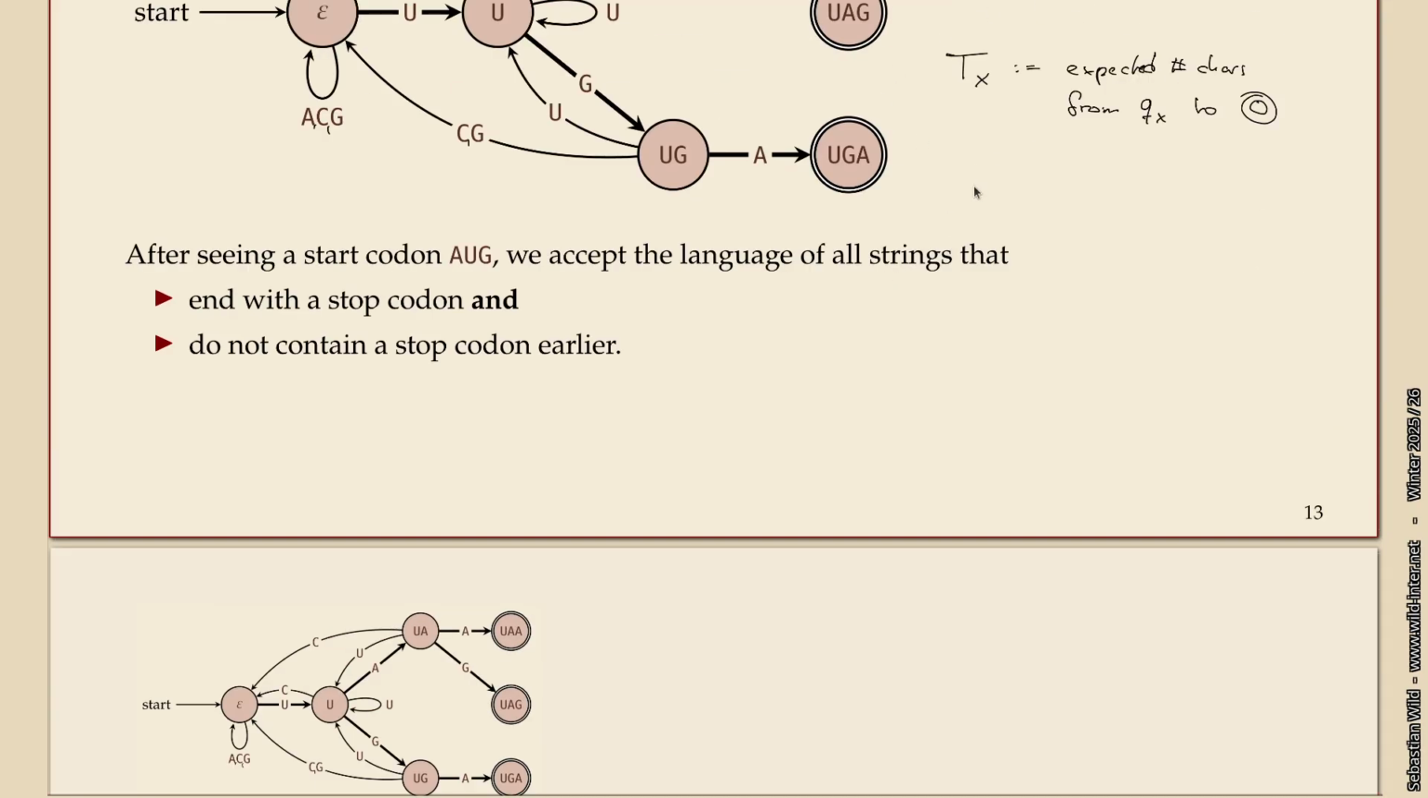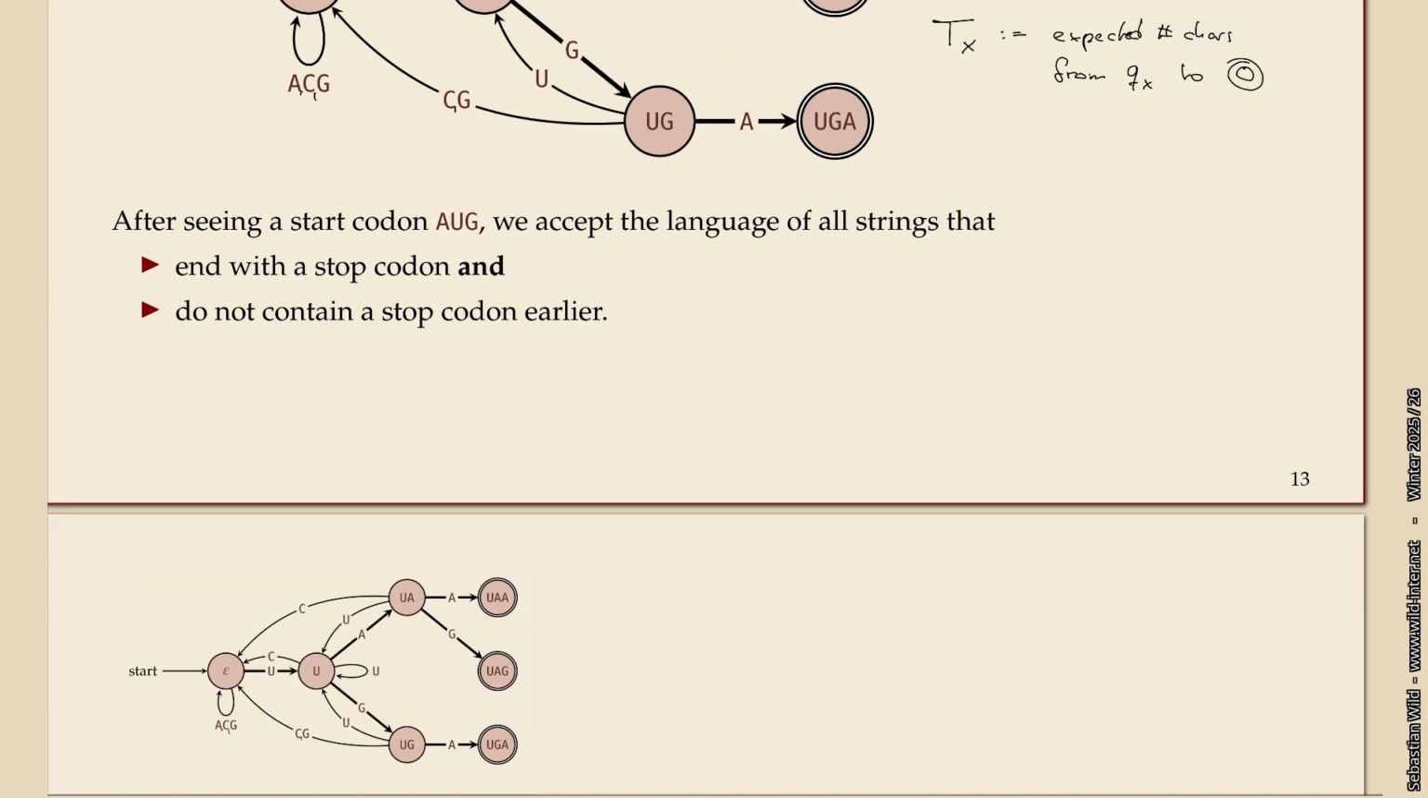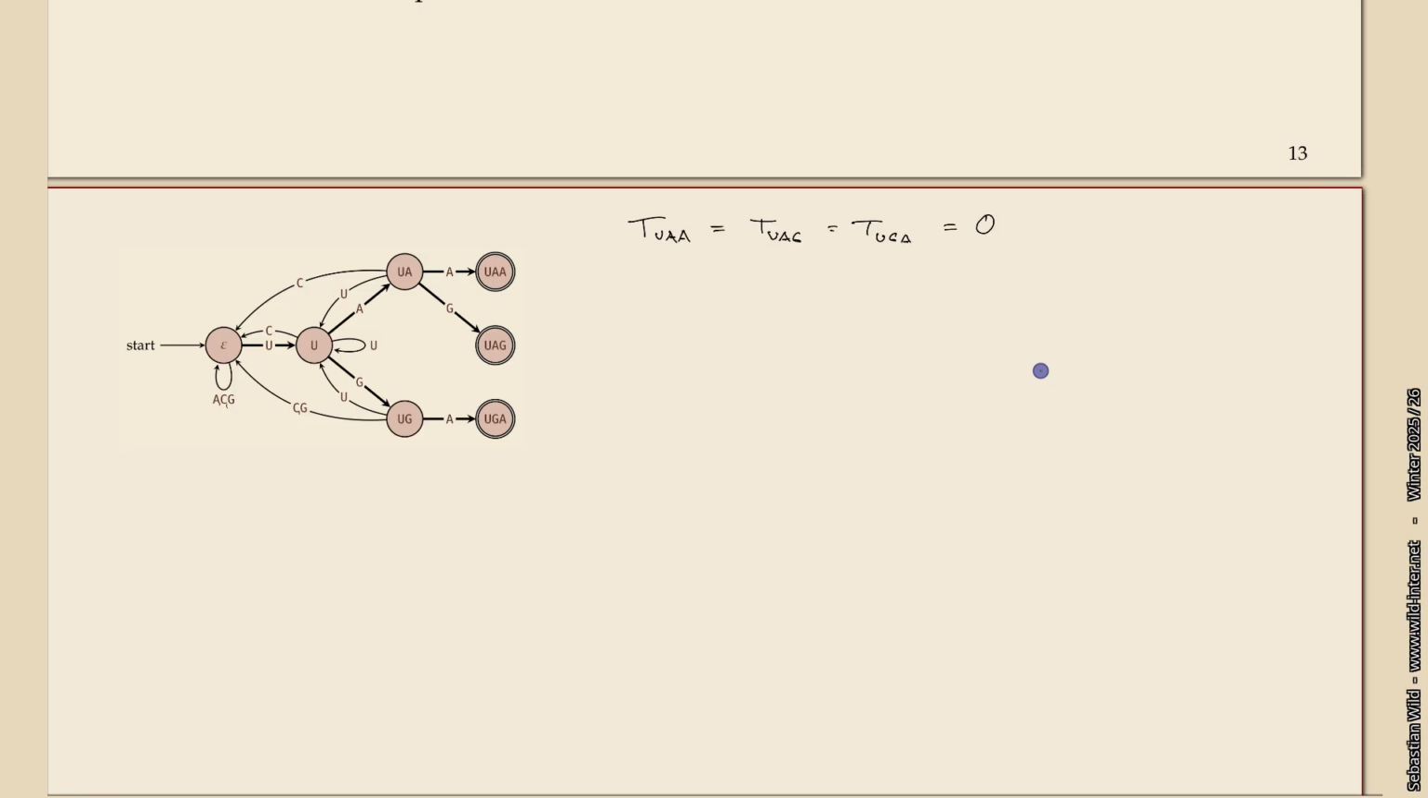So this is T of X. That's what we're going to write down. There are some states where this is super easy, namely all of the stop codons. I'm already at the state, so there's nothing more to expect. It's just 0. I'm done there. For all the other states, we don't know exactly because the next letter is random. But we're talking about the expected value, so we can still say something.